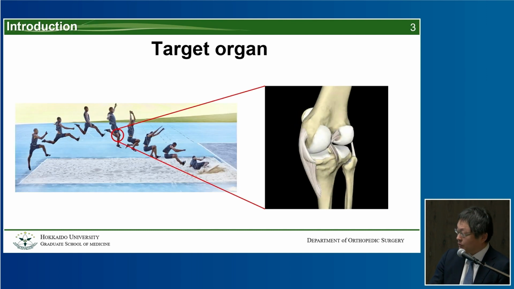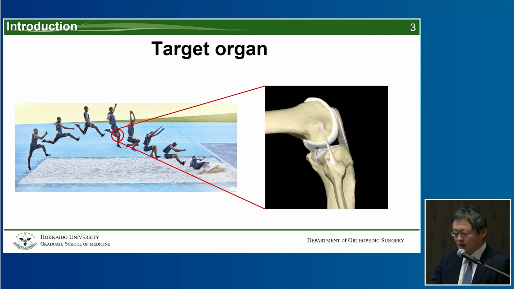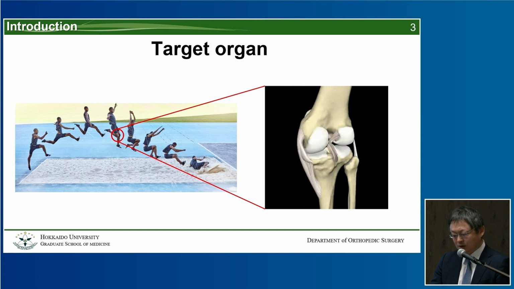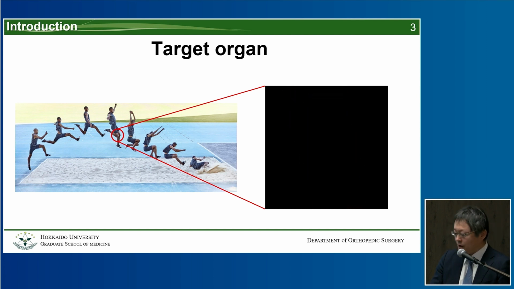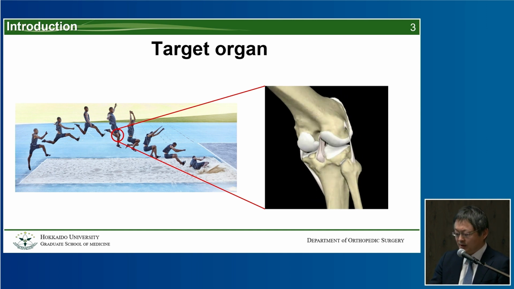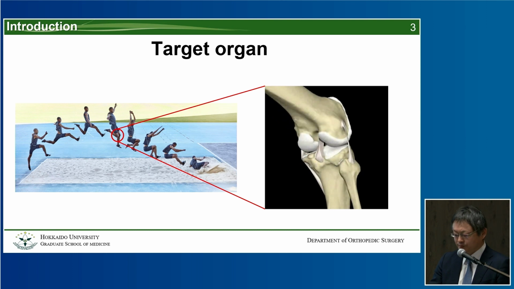I'm focusing on the joint because I'm a joint surgeon. I'm focusing especially on the articular cartilage in the joint. Articular cartilage is not essential for life, but it plays a very important role for humans to live as human beings.